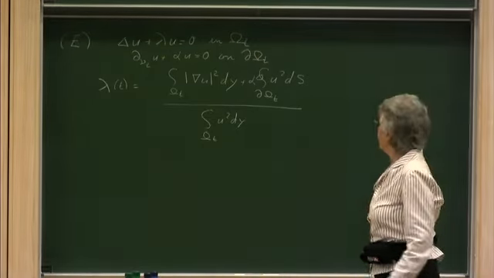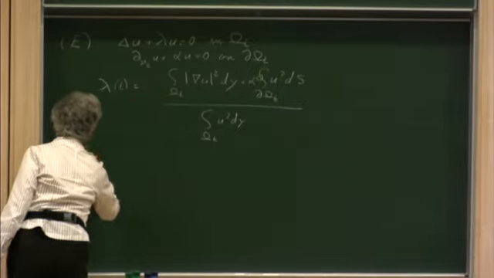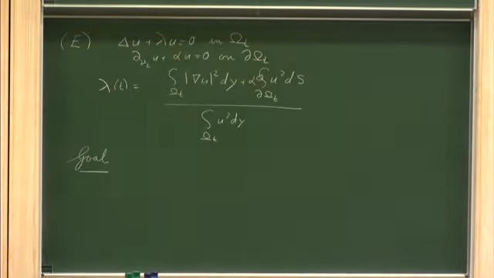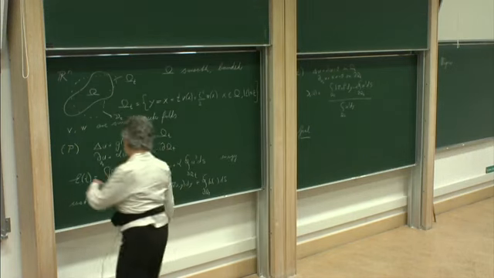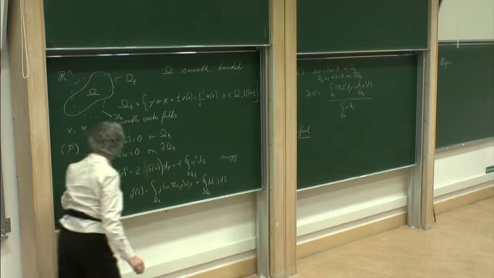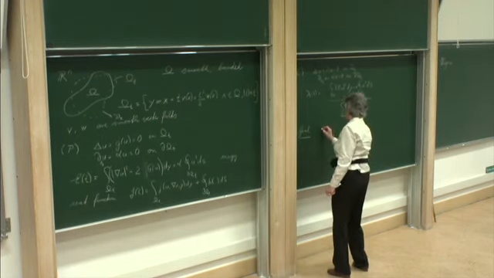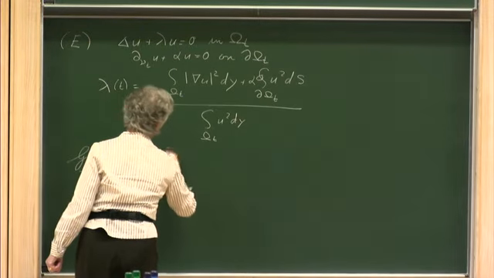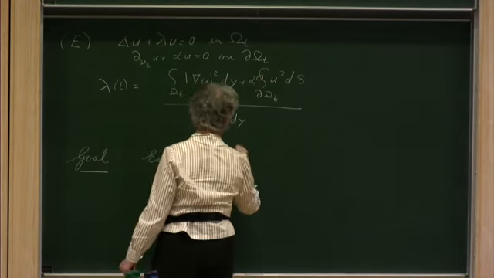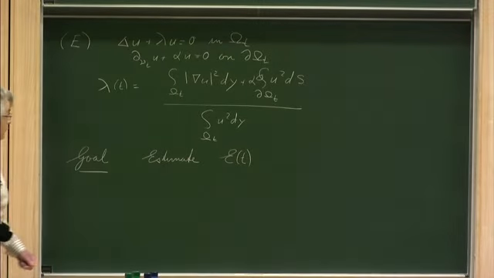So those are some examples we want to discuss, and the goal is to find an estimate for this functional, of the form E of t, for small t.